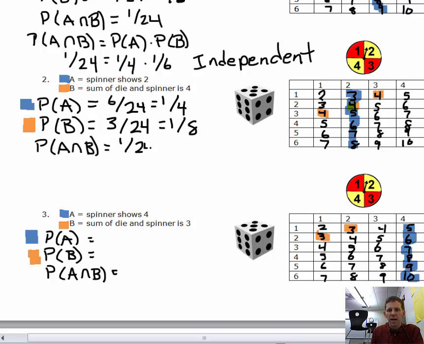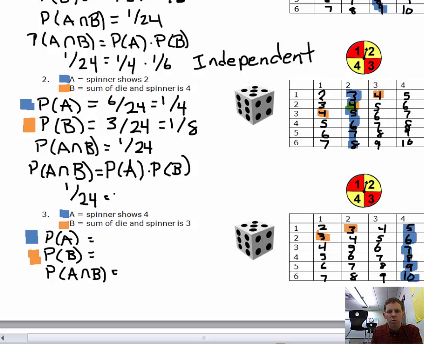These events still are not mutually exclusive because this probability is not 0. So again we're going to check this formula to determine if the events are independent: the probability of A and B equaling the probability of A times the probability of B. If it's true, the events are independent. Here, the probability of A and B is 1/24. The probability of A was 1/4. The probability of B was 1/8. If you multiply 1/4 times 1/8, you don't get 1/24, you get 1/32. These are not equal. They're not mutually exclusive, and they're not independent. They are neither mutually exclusive nor independent.